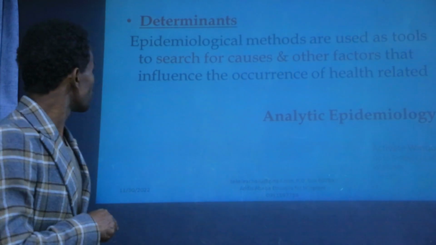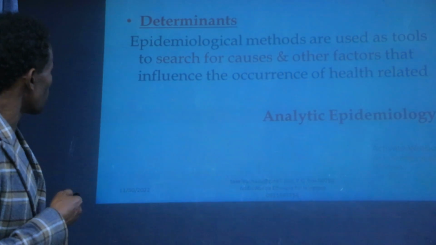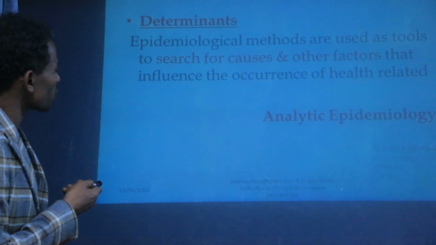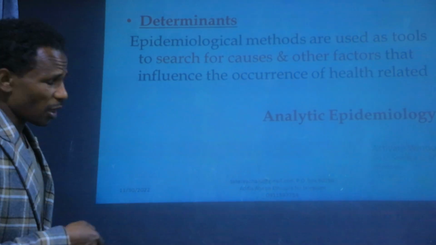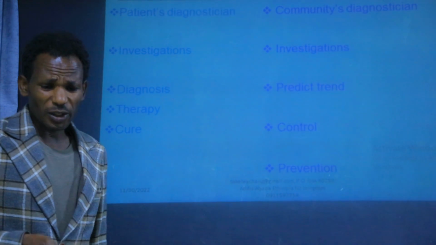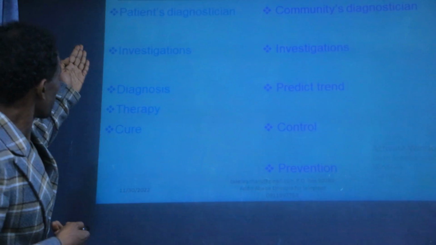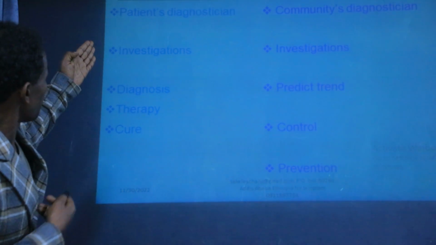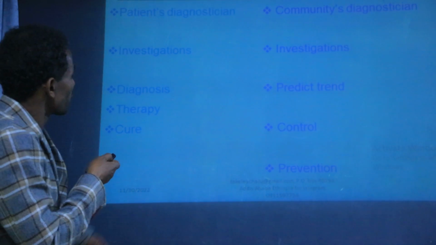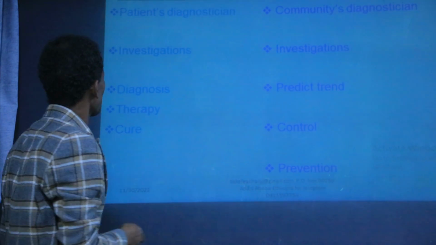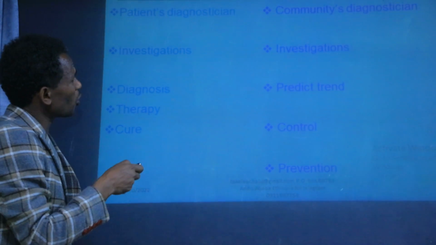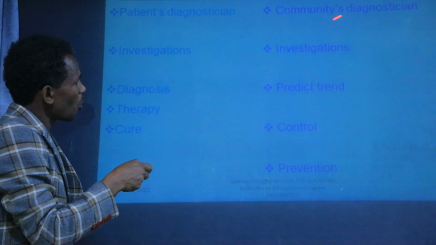So here is all about the definition of epidemiology. In epidemiology, there are determinants, such as cause and other factors, which means an analytical epidemiology approach. We can categorize in two parts, the clinical and the epidemiological or public. In clinical, it is patient diagnosis, and the epidemiologist one is community diagnosis.